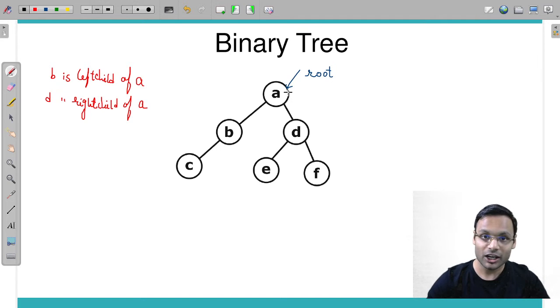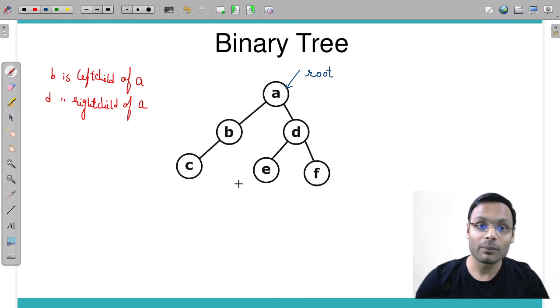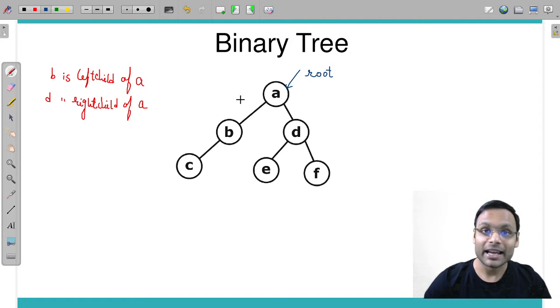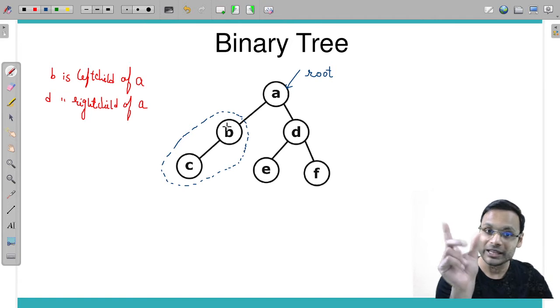D is the right child of A, yes, but there can be subtrees also. Yesterday I talked about subtrees. Can you tell me, is there any left subtree of A? Yes, there is a left subtree of A. The left child is B. Starting from B as root, we have a subtree.